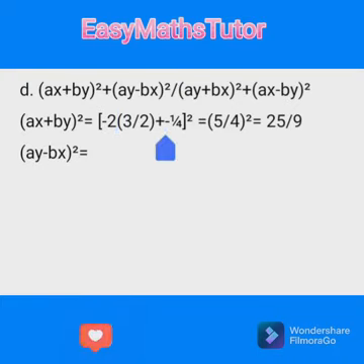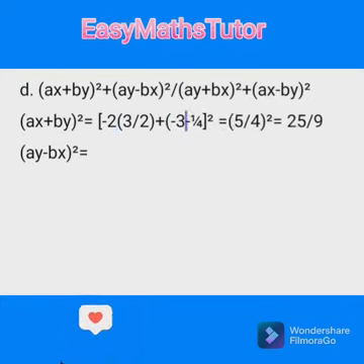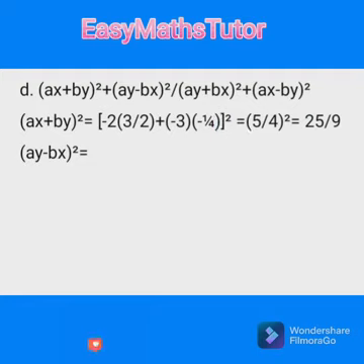The first set of terms is ax plus by squared. So we'll substitute ax plus b and y, and then we'll square it.